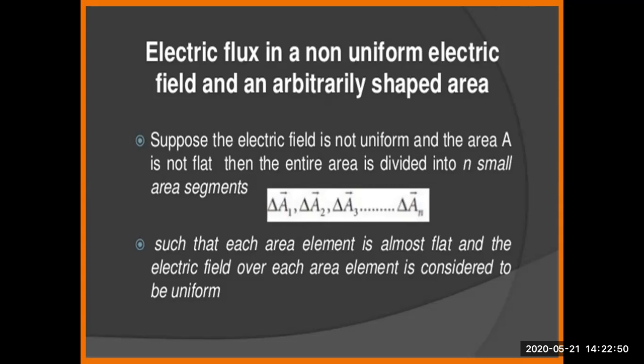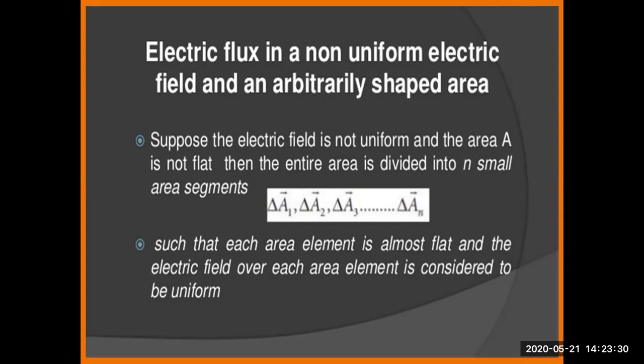Electric flux in a non-uniform electric field in an arbitrarily shaped area. Suppose the electric field is not uniform and the area A is not flat. The entire area is divided into n small area segments, such that each area element is almost flat and the electric field over each area element is considered to be uniform. This is the application of integration: when we have an irregular area, we divide it into smaller parts. Each smaller part must be approximately a rectangular area. Then we take the summation.